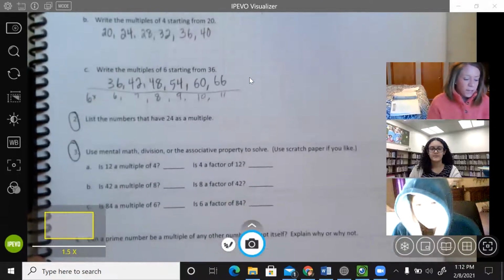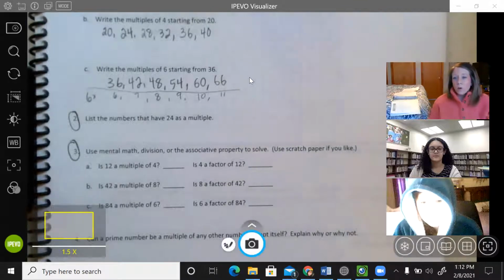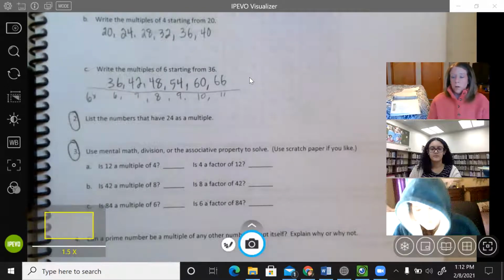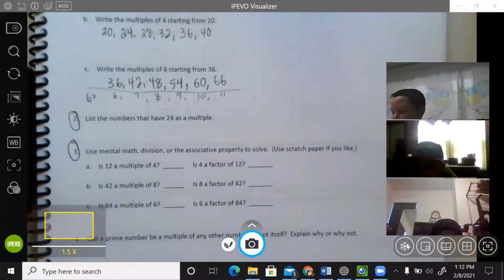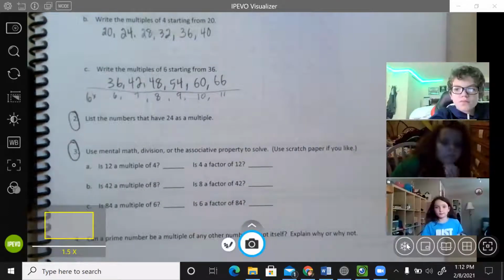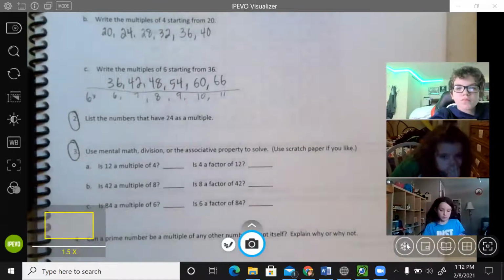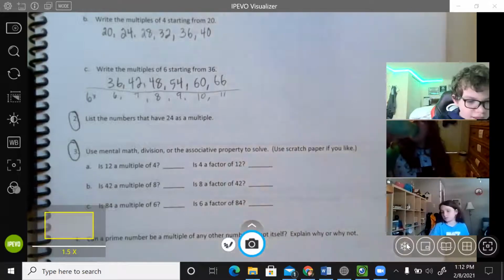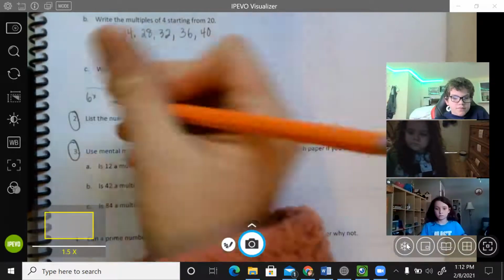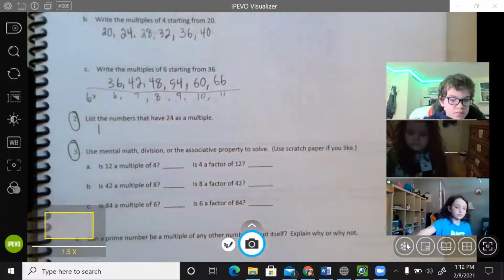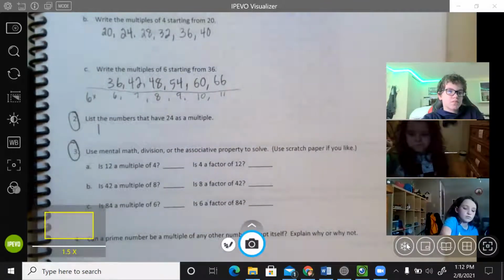Okay, now we need to list the numbers that have 24 as a multiple. So what that means is we're going to start with 1. If I name all the multiples of 1, will I eventually say the number 24, Nolan? Yes, because if I count by ones, I'm going to say every single number. 1, 2, 3, 4, 5, 6, 7, 8, 9, 10. Those are all the multiples of 1. So 1 definitely has 24 as a multiple.